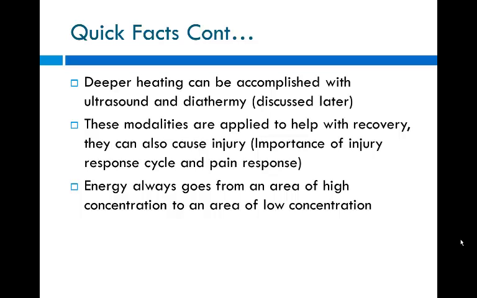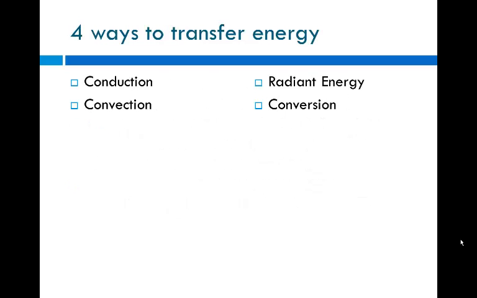Energy always goes from an area of high concentration to an area of low concentration. There are 4 ways to transfer energy: conduction, convection, radiant energy, and conversion.